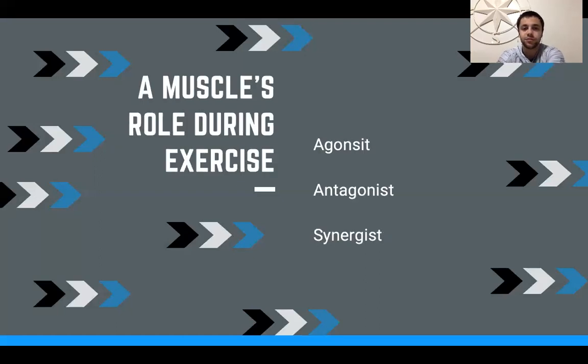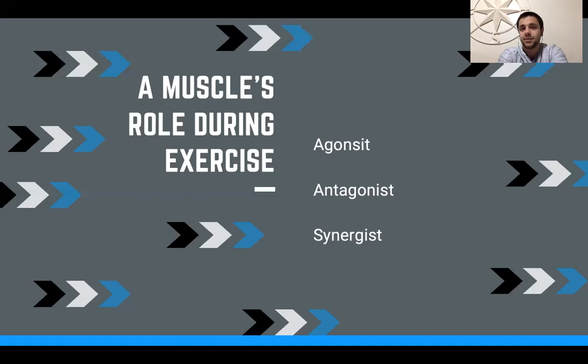All right, a muscle's role during exercise. Whenever you're doing any exercise or any movement, there's an agonist, an antagonist, and a synergist. An agonist is the primary mover of that exercise or that movement. For example, if I'm doing a bench press, our pectoralis major is going to be the agonist. If I'm doing a dumbbell curl, the biceps brachii is going to be the agonist.